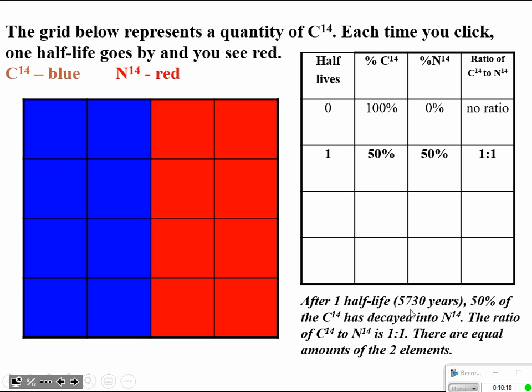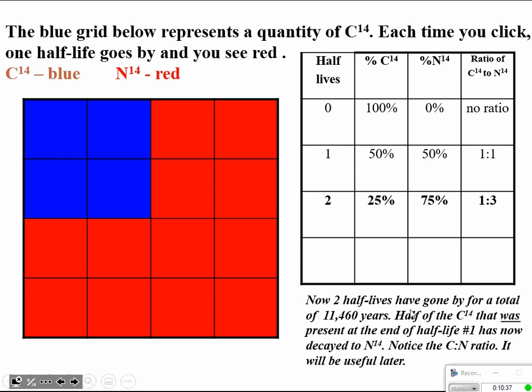Now, I'm going to go through another half-life. Now notice, I don't have 16 blue boxes anymore. Now I only have 8. So what's half of 8? 4, right? So I'm going to see that 4 boxes have now been converted from carbon-14 to nitrogen-14. So in my second half-life here, my total percentage left is 25%. I have 4 blocks out of the 16. That's 1/4, 25%.